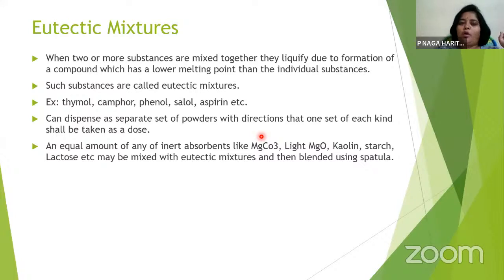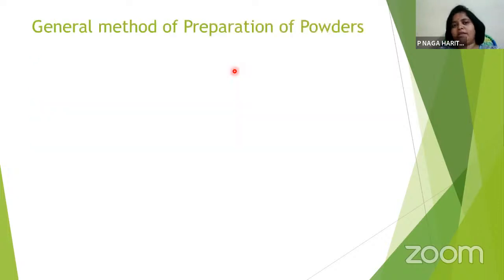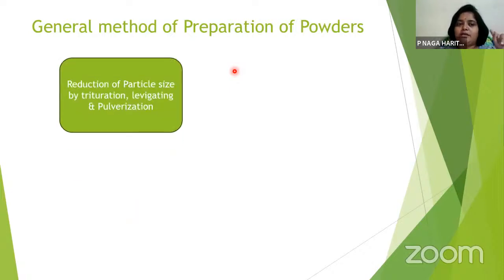So this is all about the different types of powders that we have. We have seen the introduction and the classification of powders, with various types. Now let us see the method of preparation of these powders. There is a general method of preparation, with only 5 steps. The first one is reduction of particle size by trituration, levitation, and pulverization.